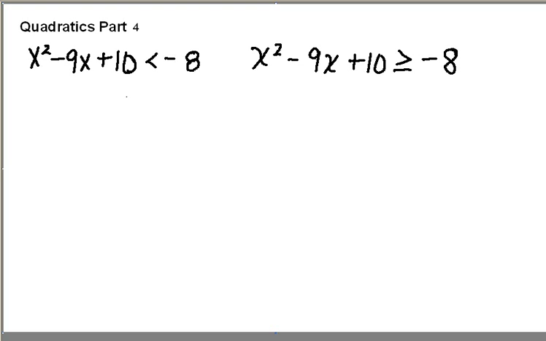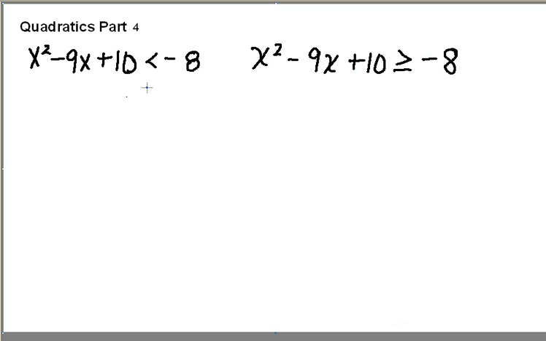Our fourth and final video in our series of videos exploring the exciting world of quadratics. In this episode, we will explore solving quadratic inequalities. My first example is x squared minus 9x plus 10 is less than negative 8. And my second example is x squared minus 9x plus 10 is greater than or equal to minus 8.